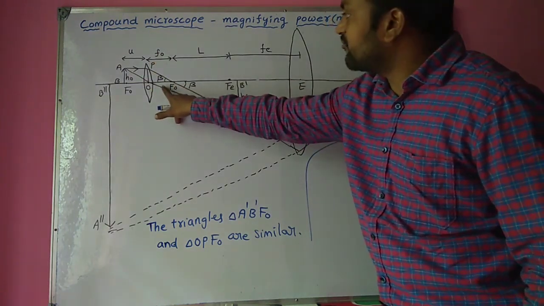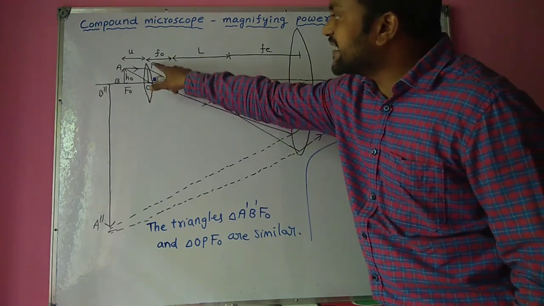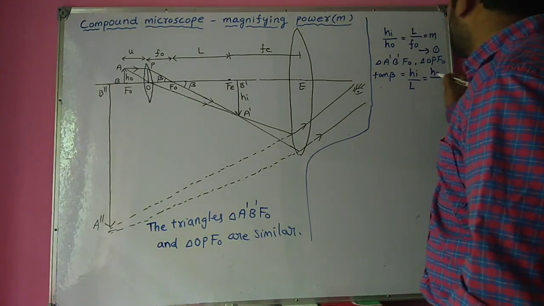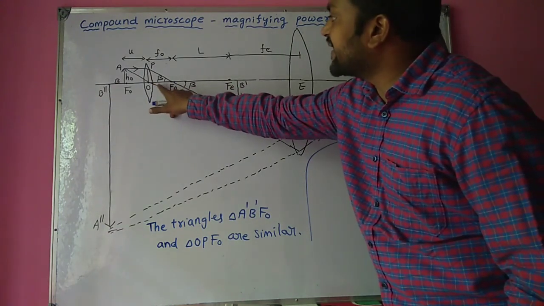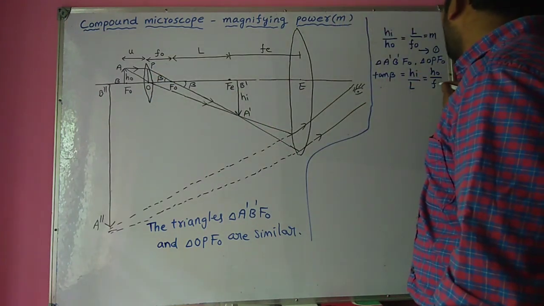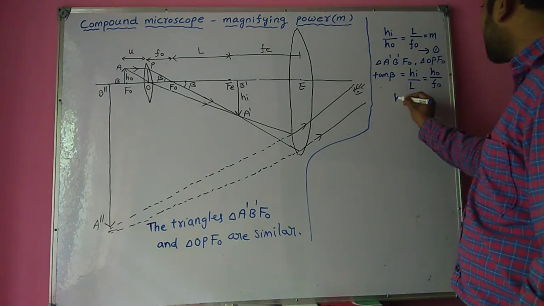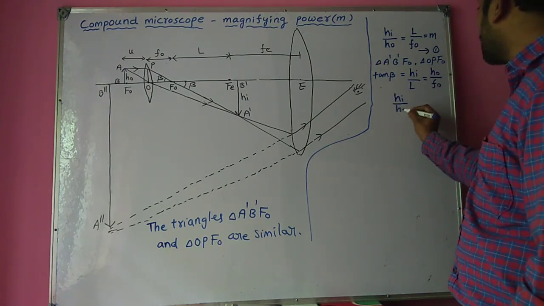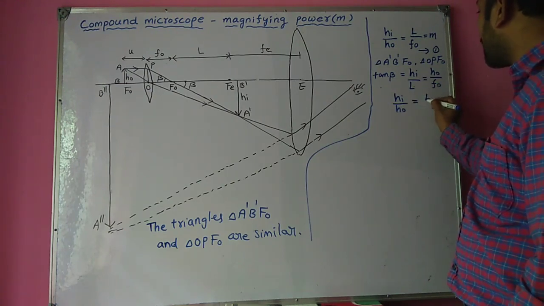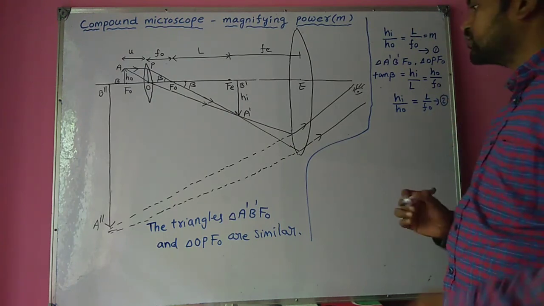Now, if you apply the tan beta here in the triangle, the opposite side is OP, which is nothing but HO, by the adjacent side, which for this beta is OFO, nothing but FO, the focal length. Now, rearranging the terms, taking HO in the denominator, HI by HO is equal to L by FO. Let it be equation number 2.